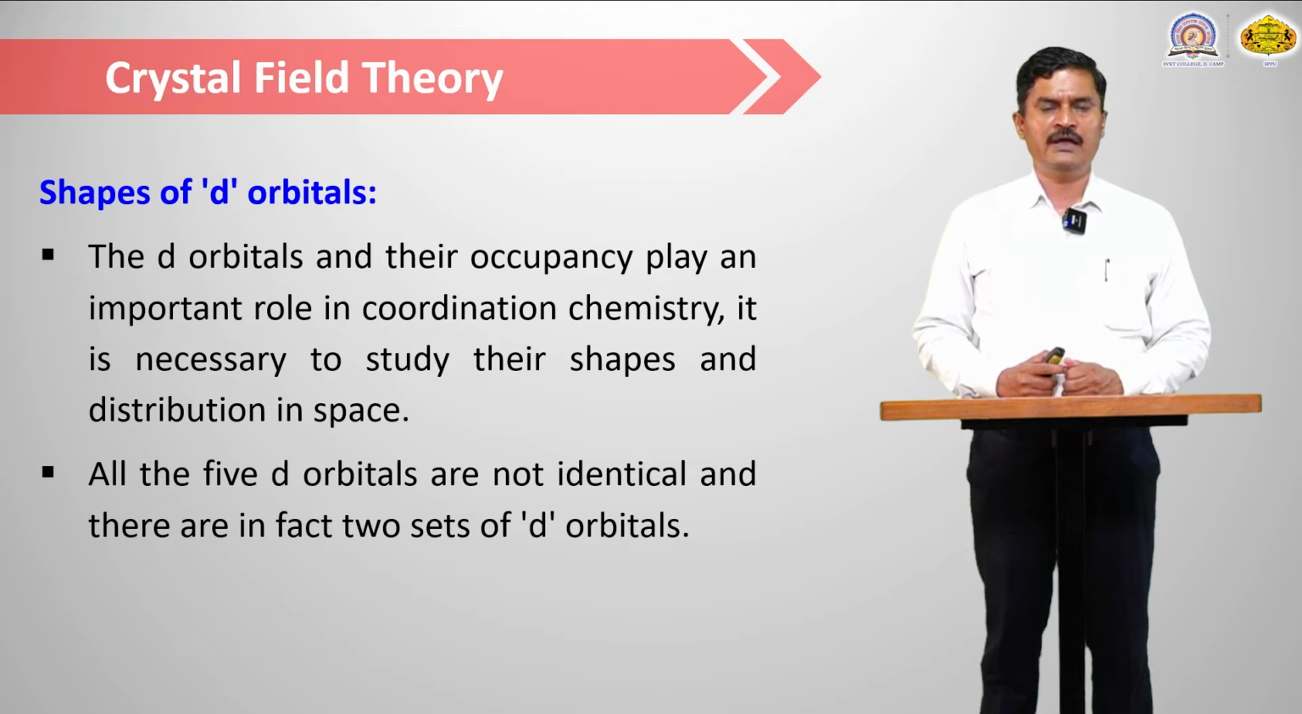For example, the dx square minus y square and dz square orbitals are present on the axis, and the remaining orbitals, dxy, dyz and dxz, are not present on the axis. All the 5 d orbitals are not identical, because some orbitals are present on the axis and some are present in between the axes, and their shapes are also different.